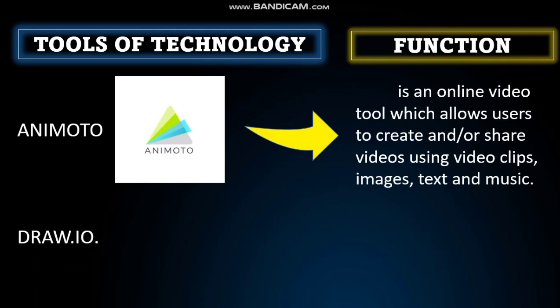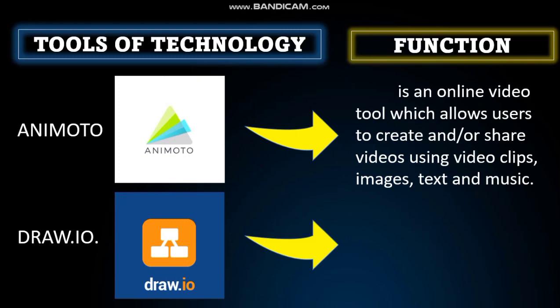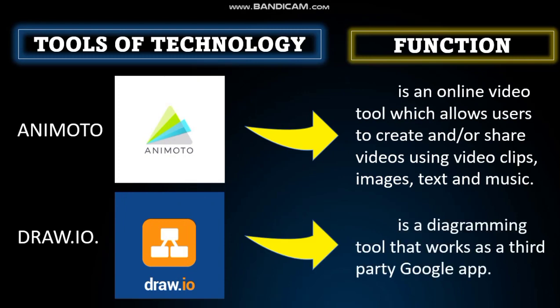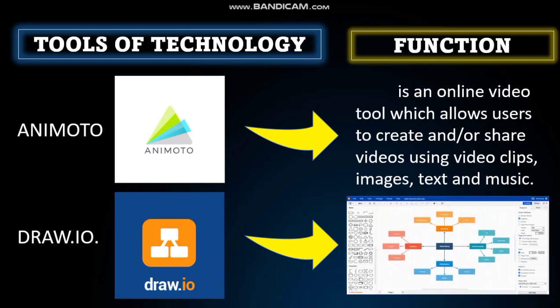Next is Draw.io. It is a diagramming tool that works as a third-party Google app. Its main function or purpose is to create flowcharts, diagrams, organizational charts, etc. So if you're about to create those, try the Draw.io app.